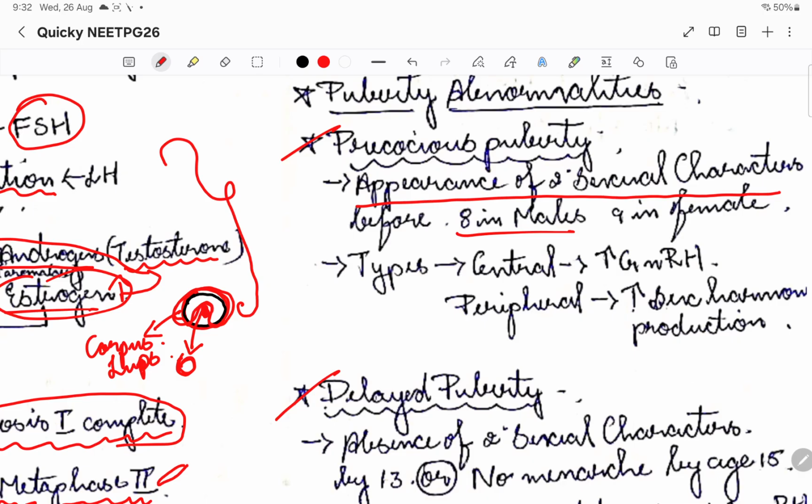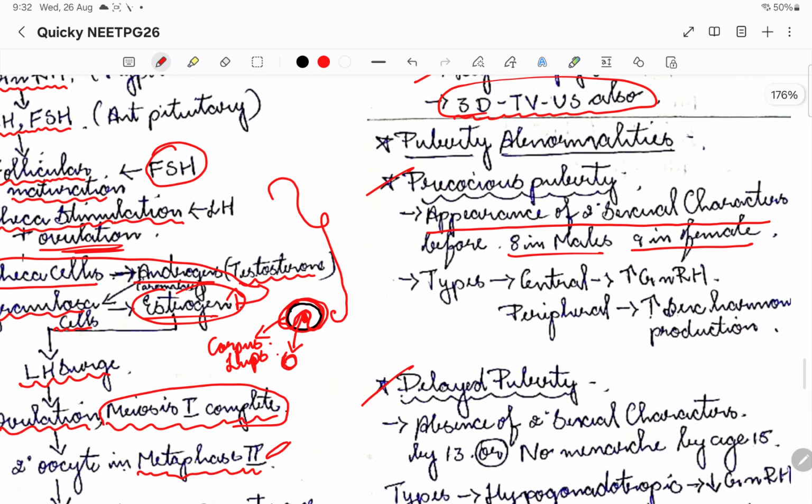Within 8 years in males and 9 years in females. Okay, so this is precocious puberty. So sorry. Okay, so please forget that.